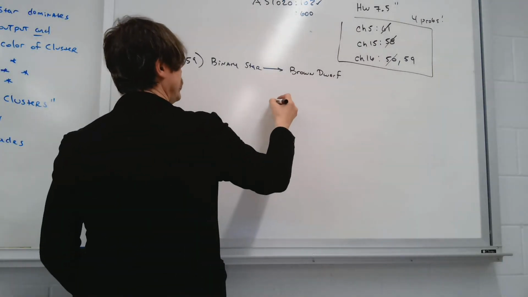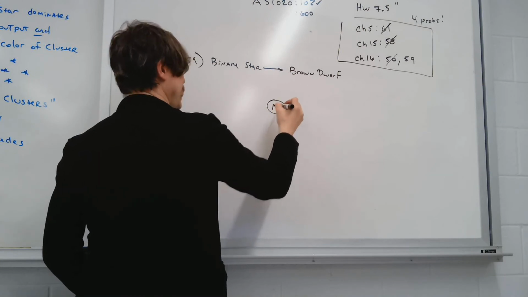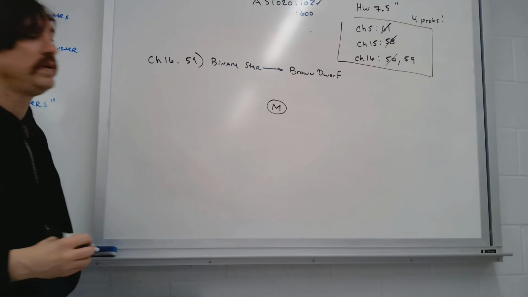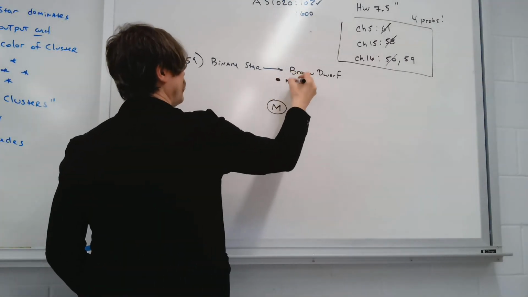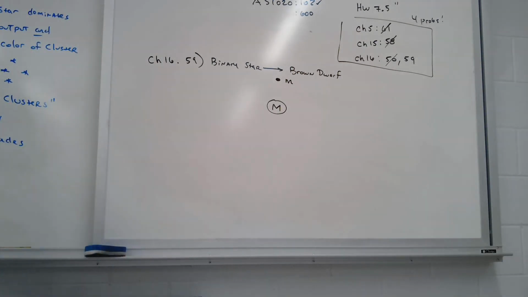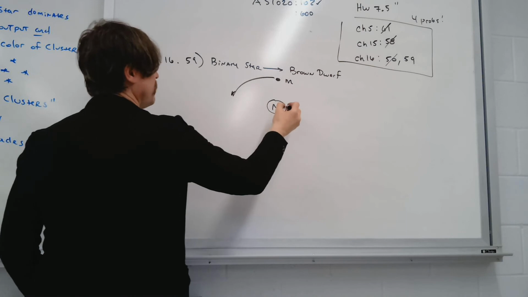Whenever you have a binary star, you usually have a high mass star, capital N, and then oftentimes there's a lower mass star, little m. And the lower mass star kind of goes whipping around the high mass star.